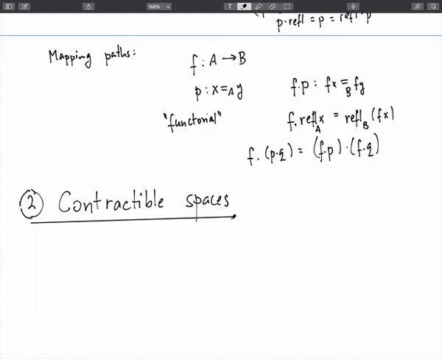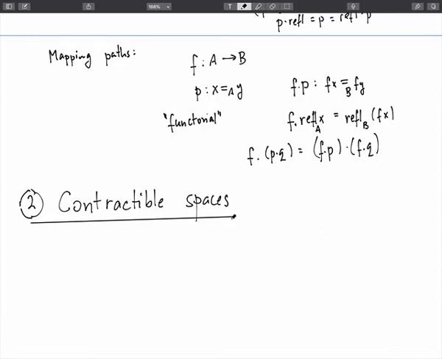So what is an example of a contractible space? A point, a real line, a closed ball, an open ball, those are all contractible. Non-contractible: circle, sphere, sufficiently interesting manifolds, yes.